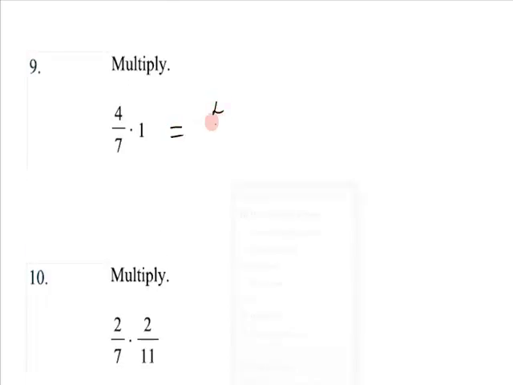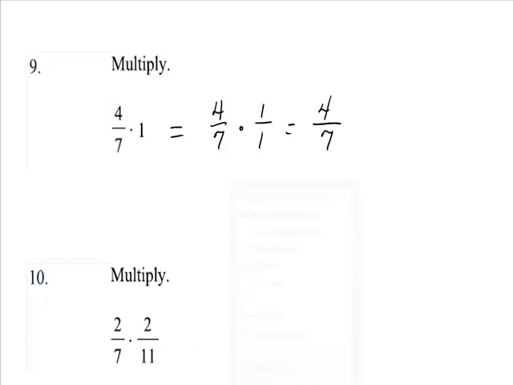I have 4/7 times 1 over 1. 4 times 1 is 4. 7 times 1 is 7. I could have just said 1 times anything is that quantity and gotten my 4/7.